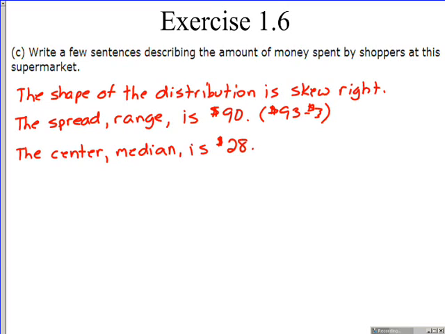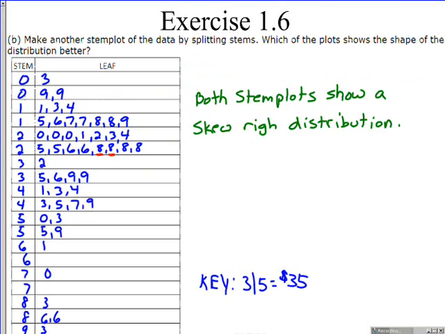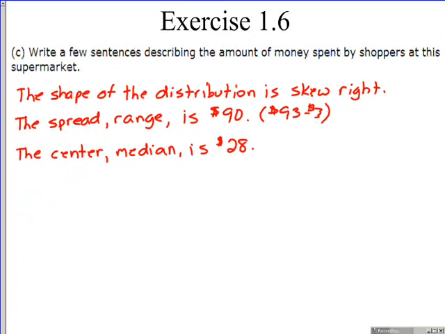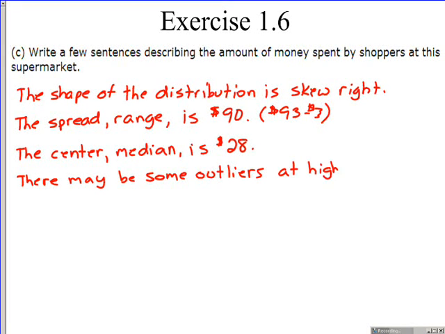Finally, outliers. If we look at our split stem plot, we see that these values, there starts being gaps in here and then only single values. So any of these values in here could be potential outliers. So we can just say in general terms that there may be some outliers and tell where they are. In this case, there may be some outliers at higher dollar amounts spent.